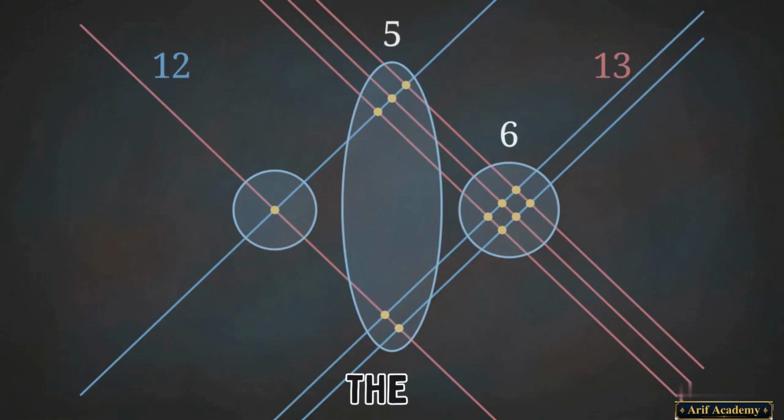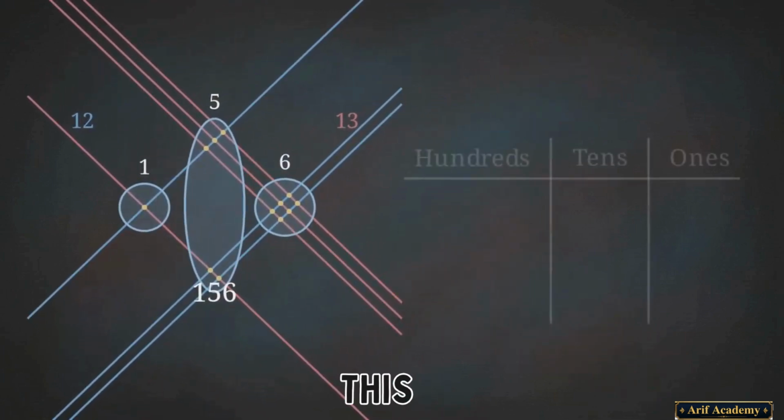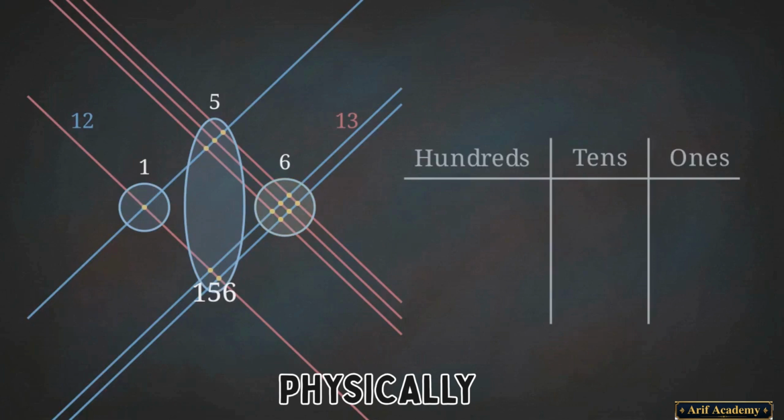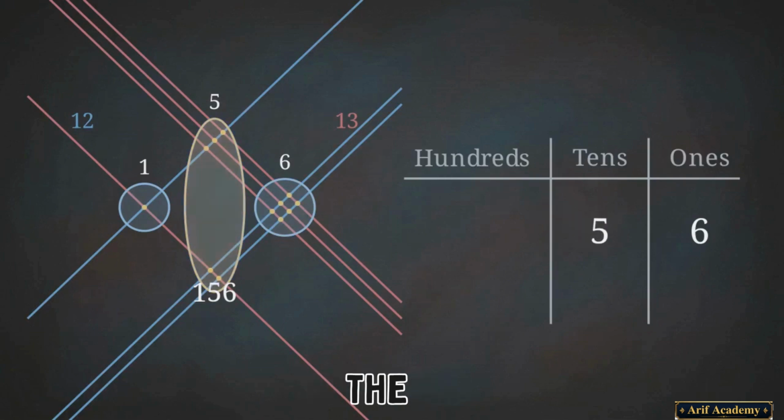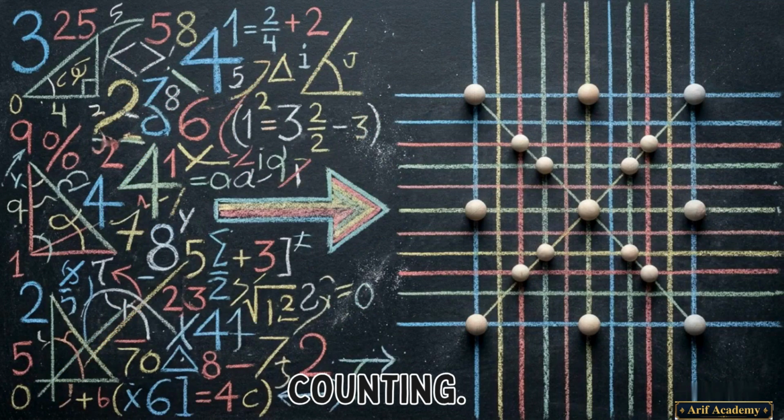We have 6. The middle zone has 5. The left zone has 1. Read those numbers out, and you get 156. This works because the geometry physically sorts the place values for you. The right side isolates the ones, the middle groups the tens, and the left isolates the hundreds. You're turning abstract calculation into visual counting.